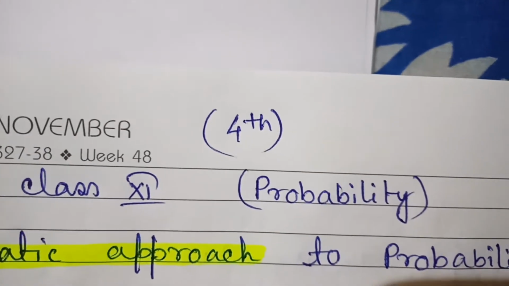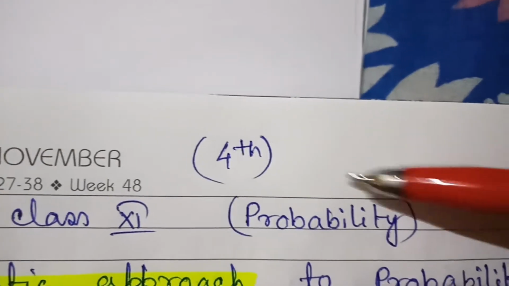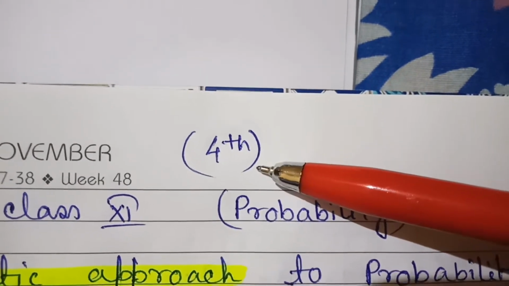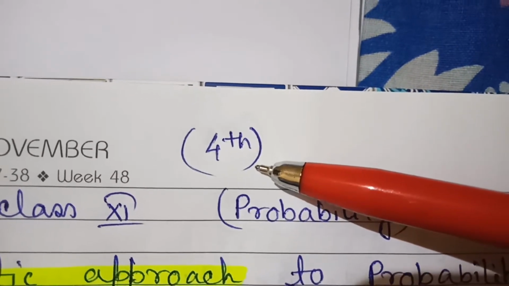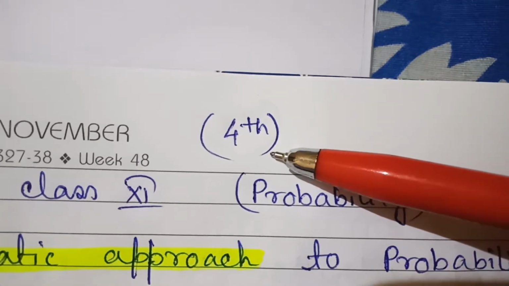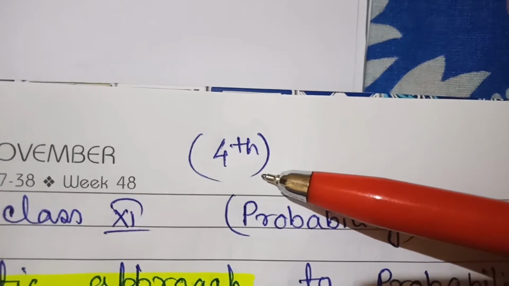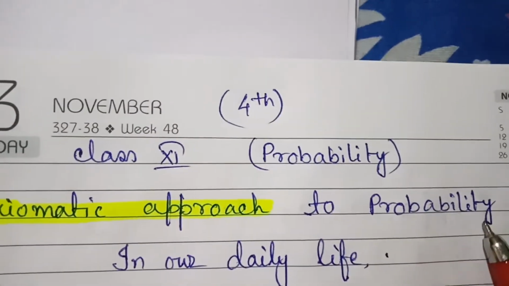Today we are going to learn class 11's probability chapter, and this is the fourth session. If you want to watch the previous three sessions, you can come to my channel and just search for it. You will get all the other three sessions. So let's start with today's lesson, and today we are going to learn the axiomatic approach to probability.